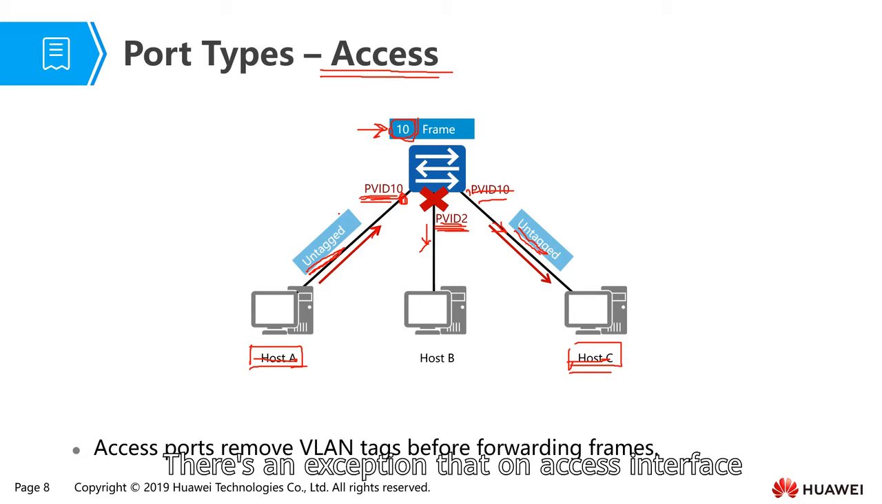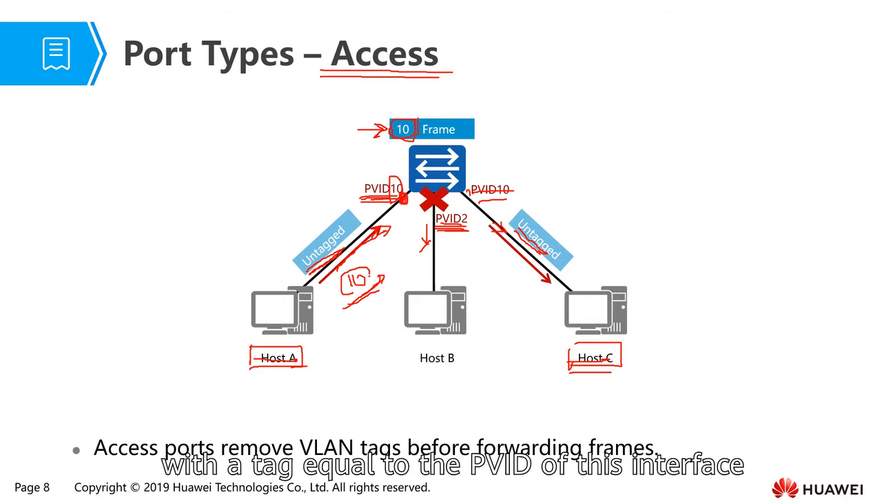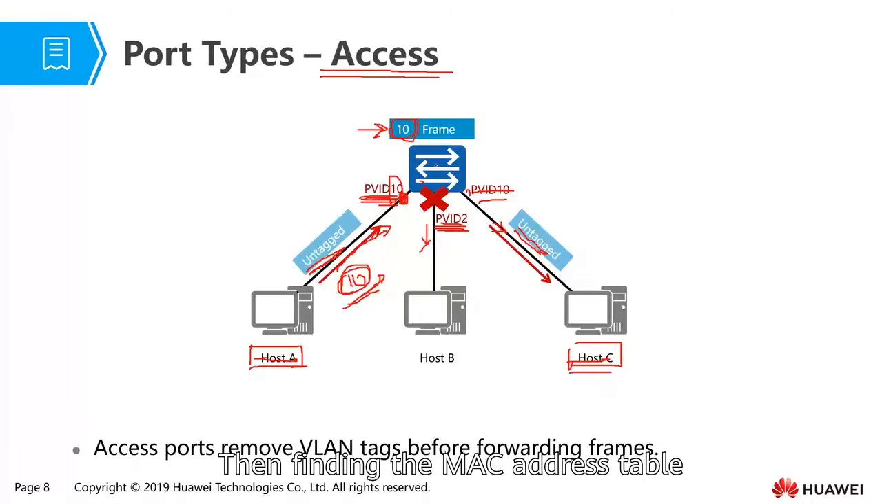There's an exception that on an untagged access interface, the switch can receive a frame with a tag. The tag is equal to the PVID. If the tag is not equal to the PVID, not equal to 10, then this frame will be dropped. But if a tagged frame is sent with a tag equal to the PVID of this interface, this frame will be received by the switch, and then it looks in the MAC address table and sends it out. Okay, this is the access interface.